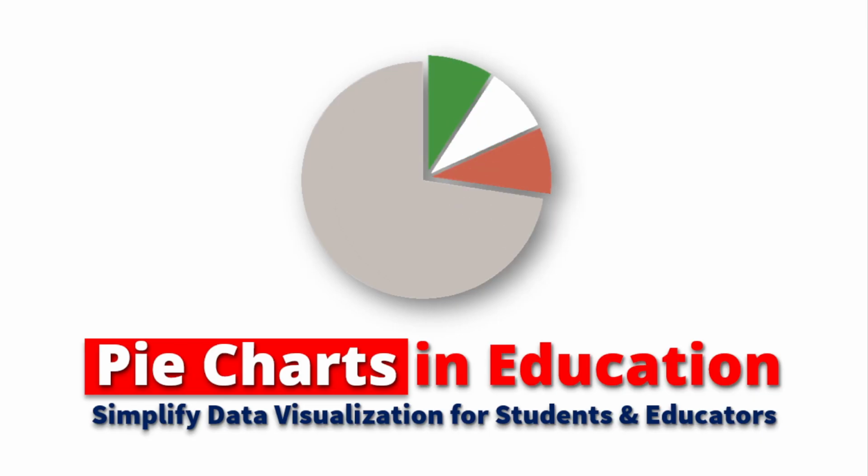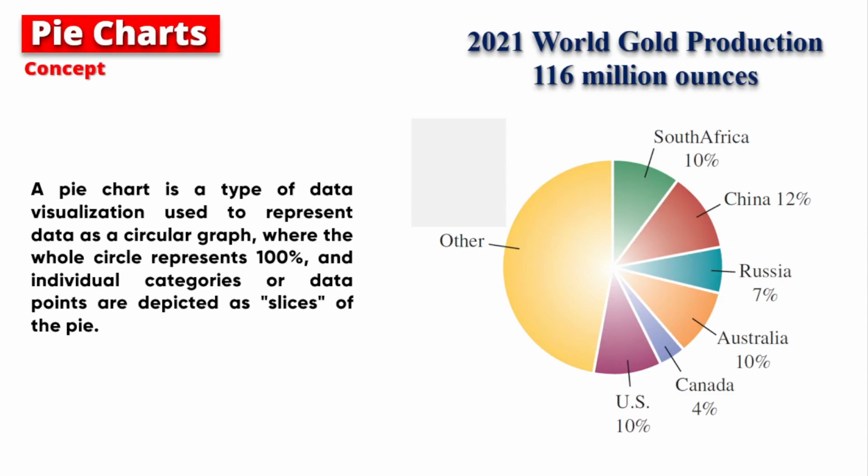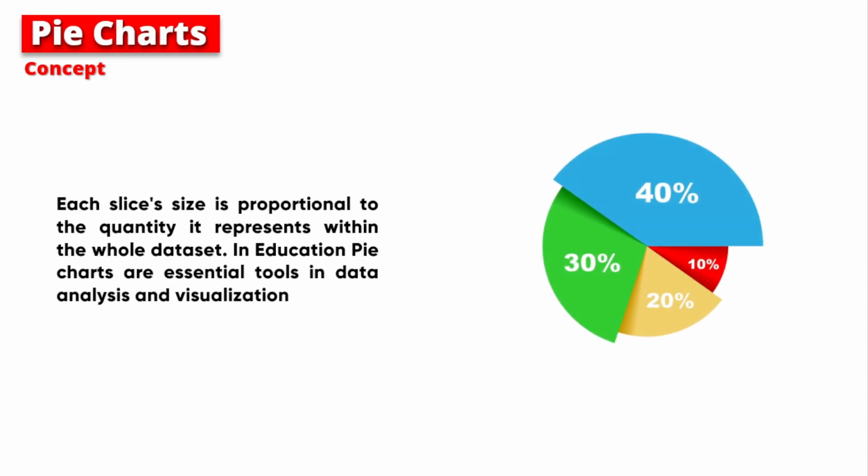In this video, I am going to discuss the concept of pie charts and their use in education. A pie chart is a type of data visualization used to represent data as a circular graph, where the whole circle represents 100% and individual categories or data points are depicted as slices of the pie. Each slice's size is proportional to the quantity it represents within the whole dataset.